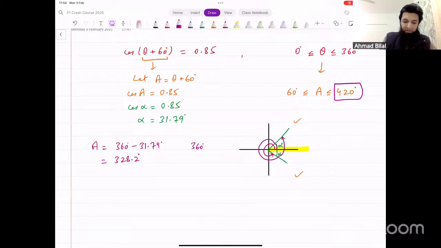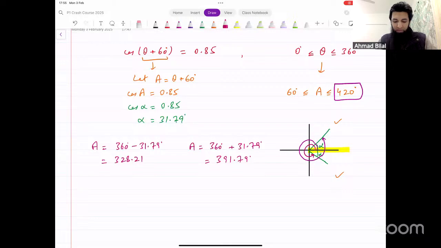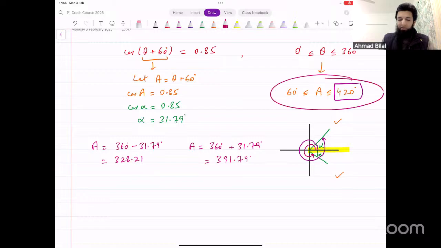It's going to be 360 plus the basic angle, which is 31.79. That's another possible value of A that we're getting. Is that inside the interval as well? Yes, because this simplifies to 391.79 degrees. Let's keep this more accurate as well, because this is not a final answer yet. These are the values of A that we're getting: 391.79 and 328.21. These are the only two possible values that are in this interval.